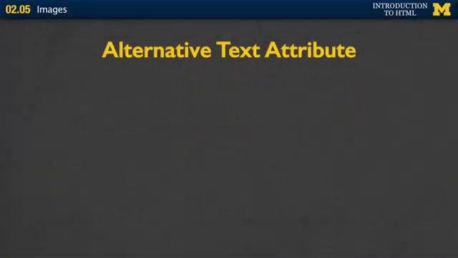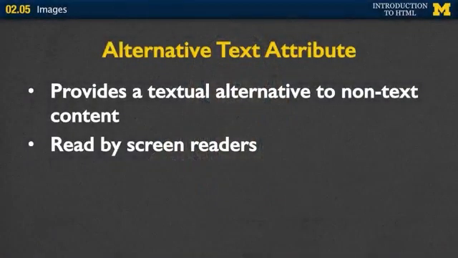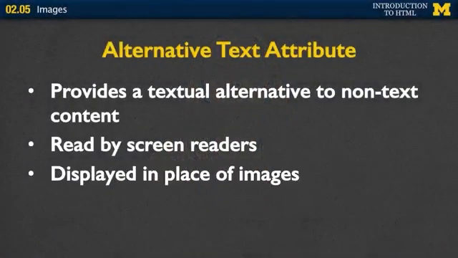Finally, let's go back to talking about alternative text, the attribute that you want to add to all of your images. What is the purpose of this, and why is it something we need? Well, what it does is it provides a textual alternative to non-text content. So anytime you have an image, you want to make sure that people who can't see the image can still understand the content behind it. So it might be read by screen readers. Sometimes it's displayed in place of images. So if your file breaks, you can still see a little note saying what they're supposed to be seeing.